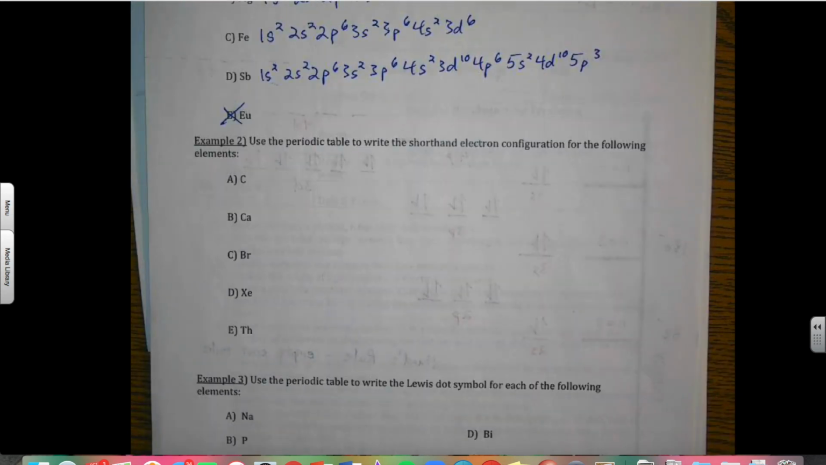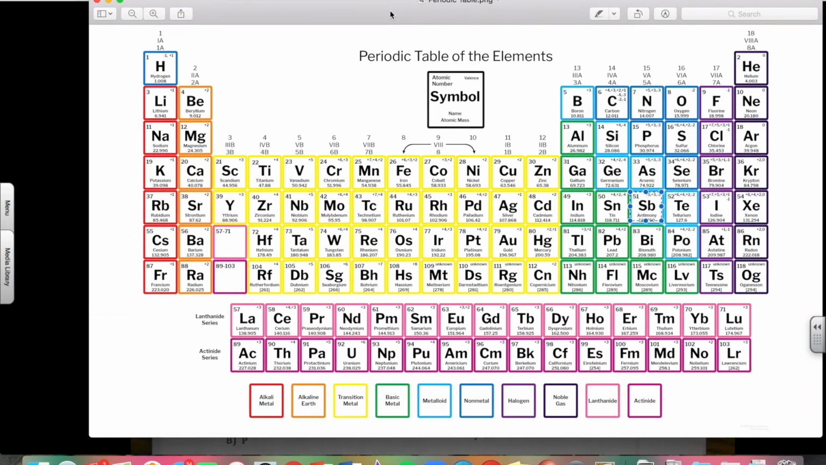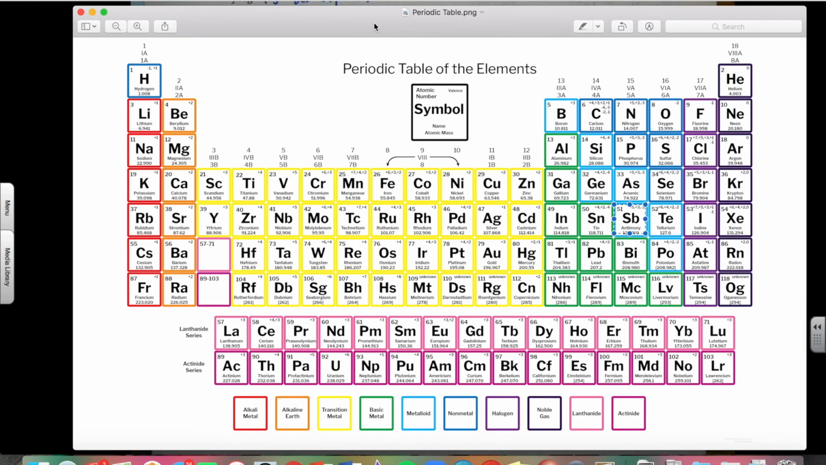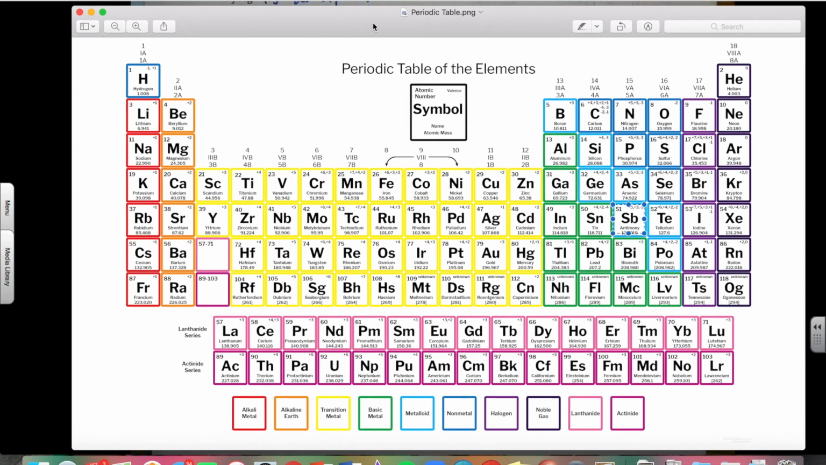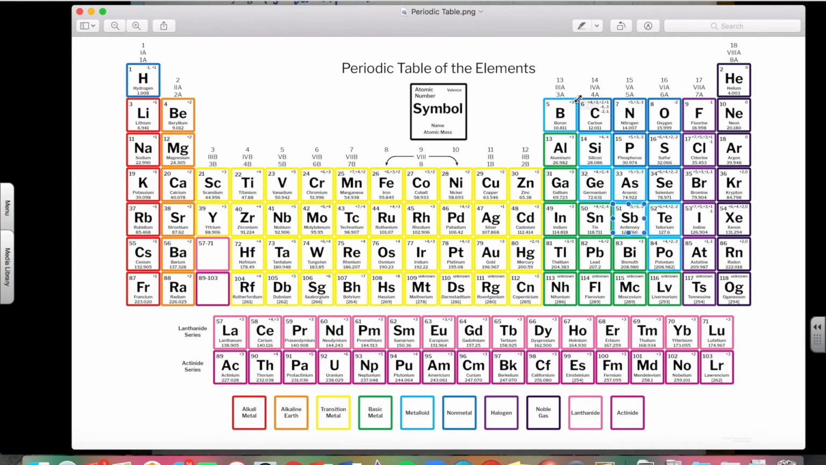Let's write a shorthand configuration. What you can do here is go back to the previous noble gas, and that will represent what it is. So the next one is carbon. We have carbon here. So we're going to back up all the way to the previous noble gas, which is helium.